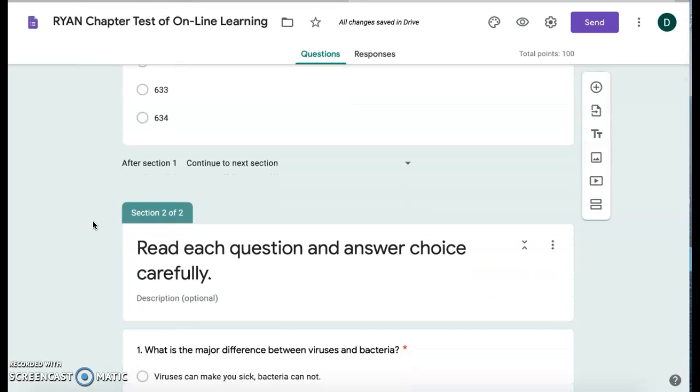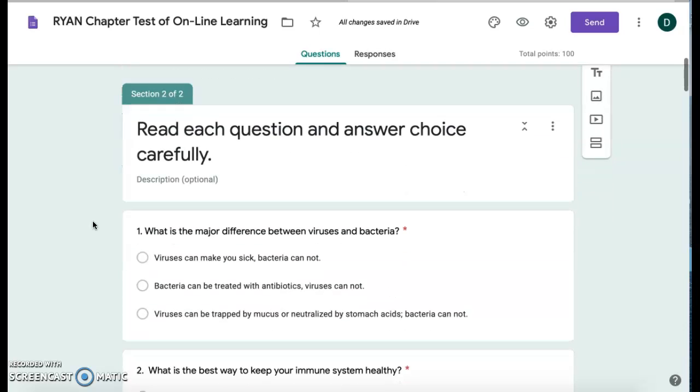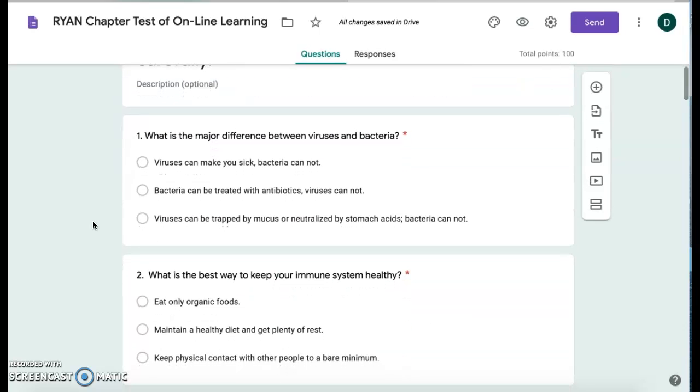Read each question and answer choice carefully. Number 1. What is the major difference between viruses and bacteria? Viruses can make you sick, bacteria cannot. Bacteria can be treated with antibiotics, viruses cannot. Or viruses can be trapped by mucus or neutralized by stomach acids, bacteria cannot.